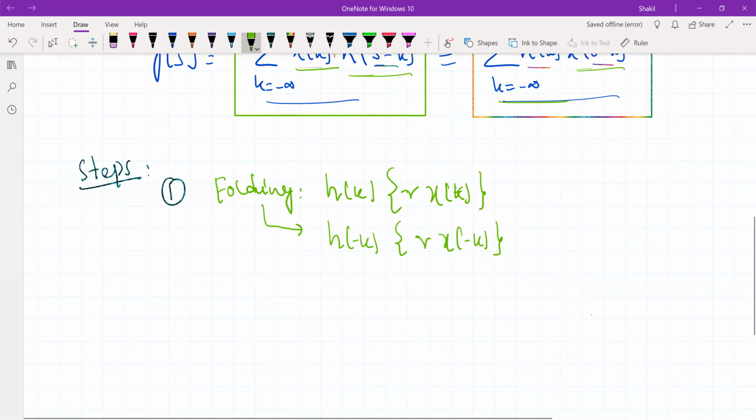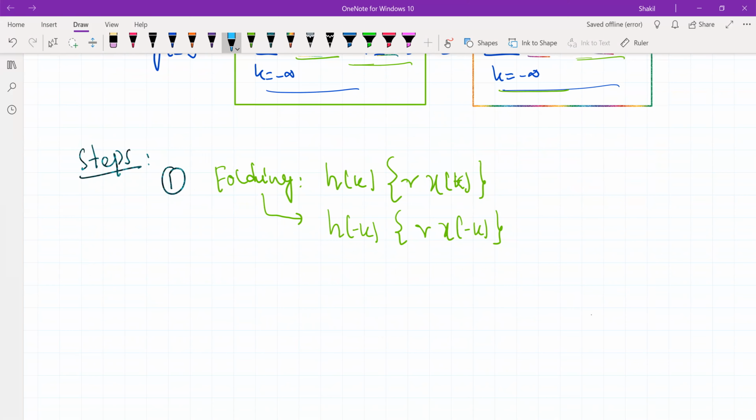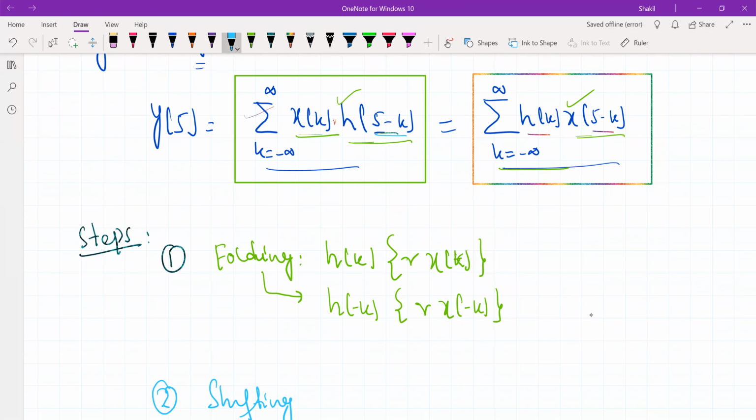Then what's the second operation? The second operation is simply the shifting operation. Once you have folded the signal, which is also referred to as reflection, you replace k by minus k. So this is the first operation.